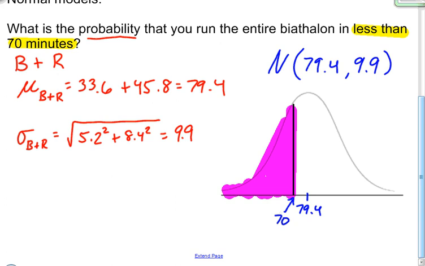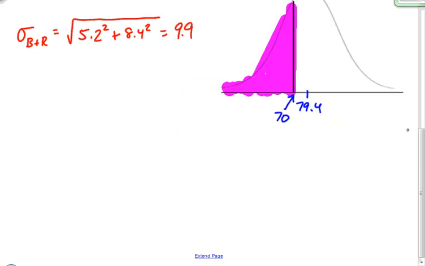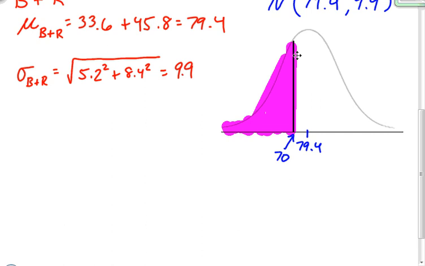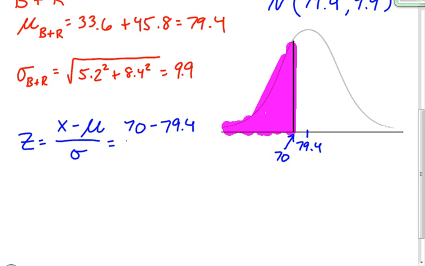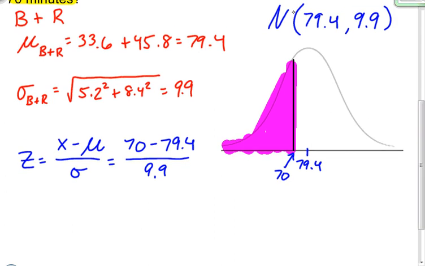Well, I have to use z-scores, and then I'm going to use technology, my calculator, to find the area of this shaded region. I have to find the z-score for 70 minutes. The formula for z-score is the observed value minus the mean of your distribution divided by the standard deviation. So in this case, it's 70 minus 79.4 divided by my standard deviation of 9.9. Just remember, there it is right up here at the top. The z-score for 70 minutes ends up being about negative 0.95.